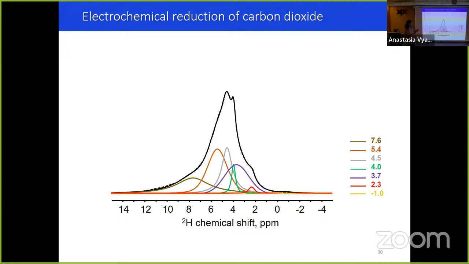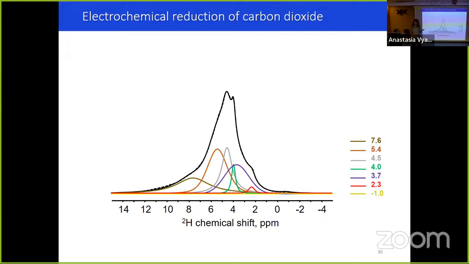But to elucidate the structural information and the reaction mechanism, we need, of course, to modify this study in order to get better resolution and more quantitative information. But anyway, what we can see, different species can be assigned. We see different water arrangements, and the most interesting is this minor red component around 2.3 ppm.